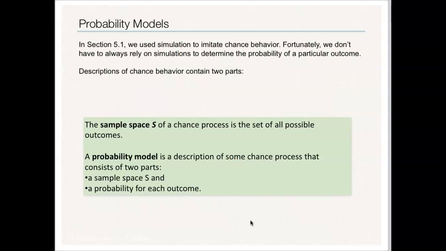So let's do that. All right, generally what's in the green boxes is going to be pretty important to write down. So for us, we're going to talk about a sample space. So a sample space for a chance process is just the set of all possible outcomes.